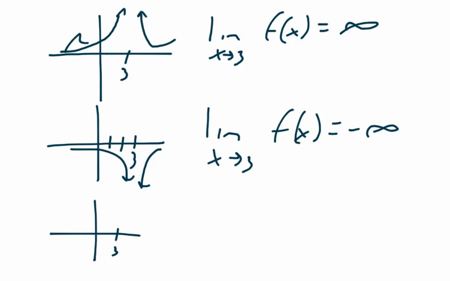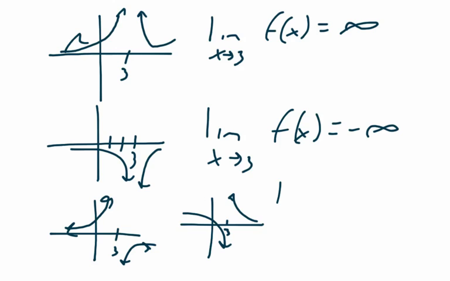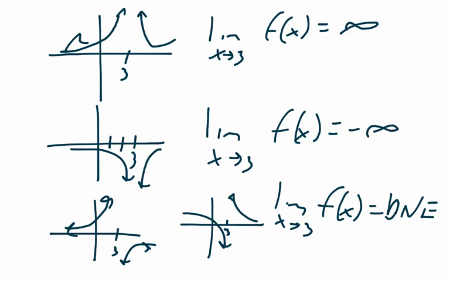And finally, if they go in either direction, like that, or it could go like this, the limit as x approaches 3 of f of x still does not exist.